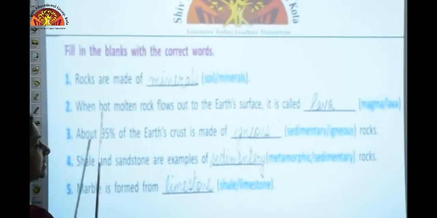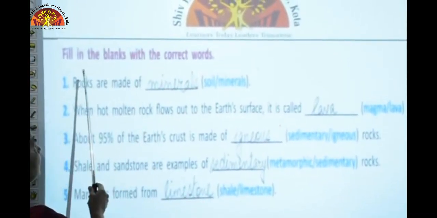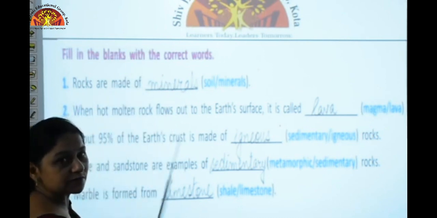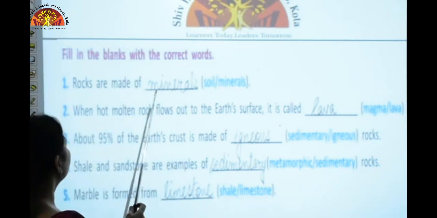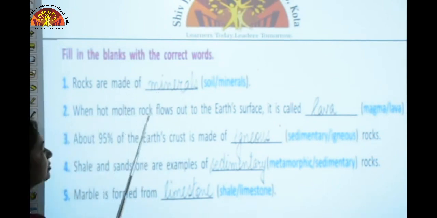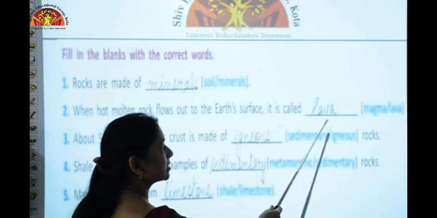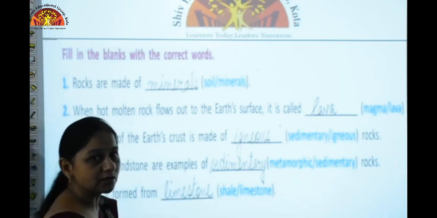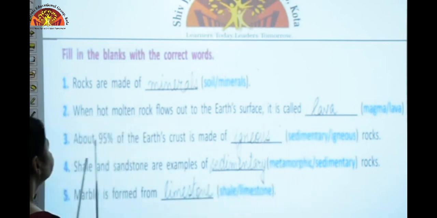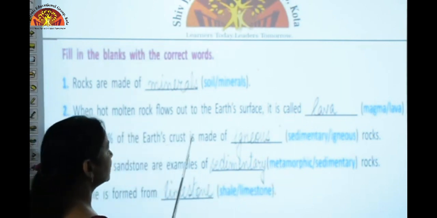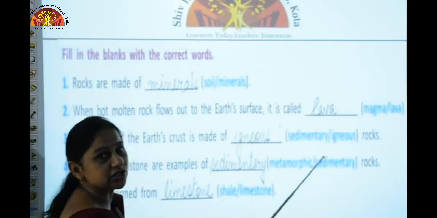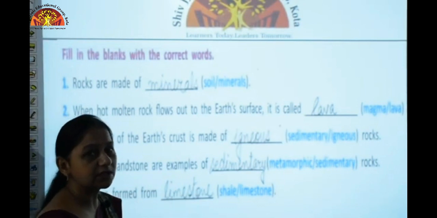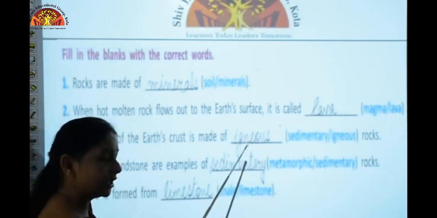The first exercise that we have in between our chapter is fill in the blanks with the correct words. Rocks are made of minerals. What are rocks made up of? Rocks, they are all made up of minerals. Second one, when hot molten rock flows out to the earth's surface, it is called lava, because when it is inside the earth we call it magma, and when it flows out on the earth's surface it is called lava. The third one, about 95% of the earth's crust is made of igneous rocks. As I told you when I explained the igneous rocks, 95% of the rocks that are found on the earth crust, they are of igneous type.